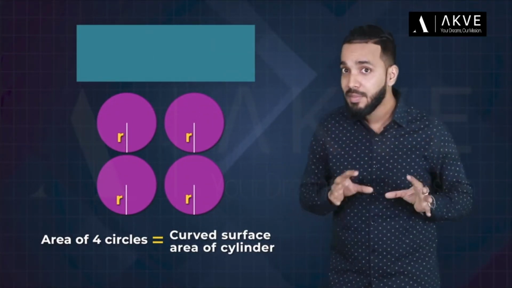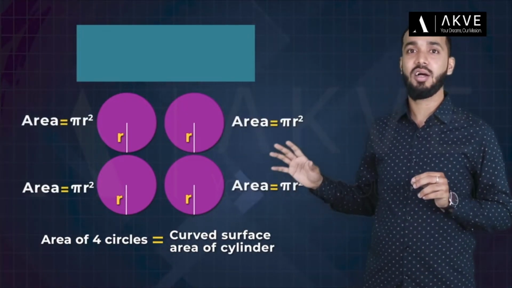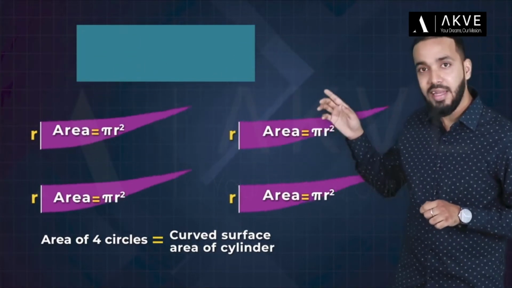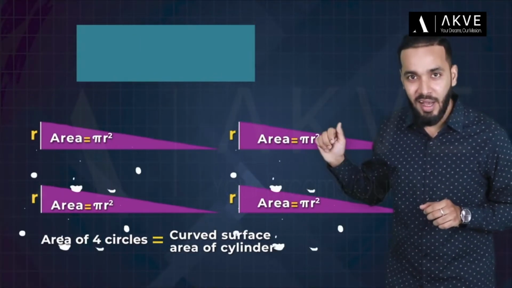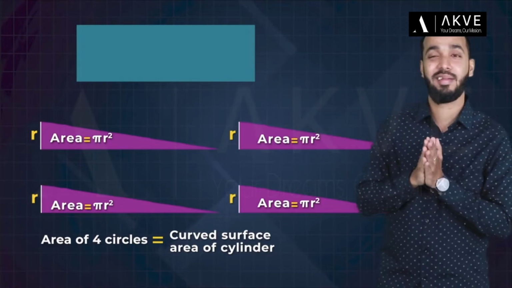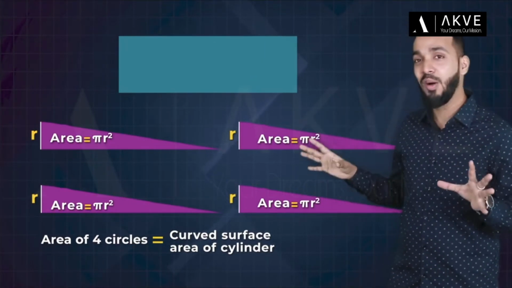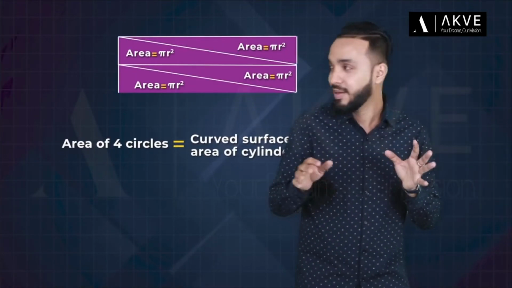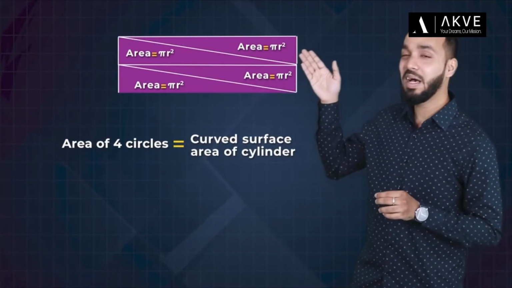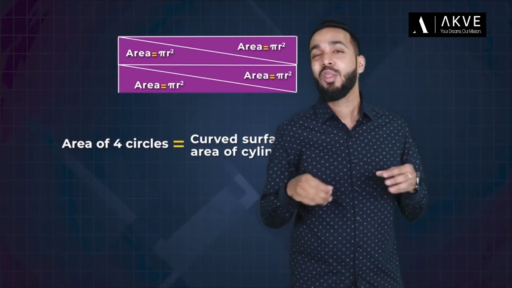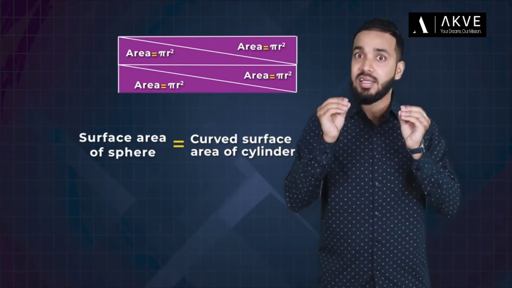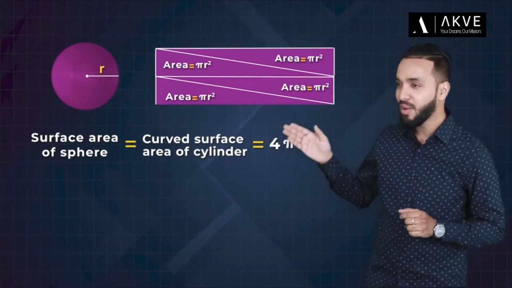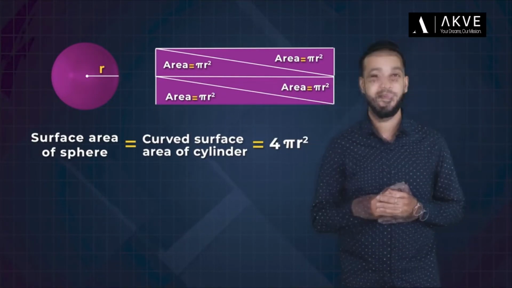And then let's imagine each of these circles being unwrapped to form a triangle of height r and an unchanged area, that is pi r squared. All that we need to do now is align these triangles on this rectangle. Voila! It's a perfect match. So now we can safely say that the surface area of a sphere is nothing but 4 pi r squared.